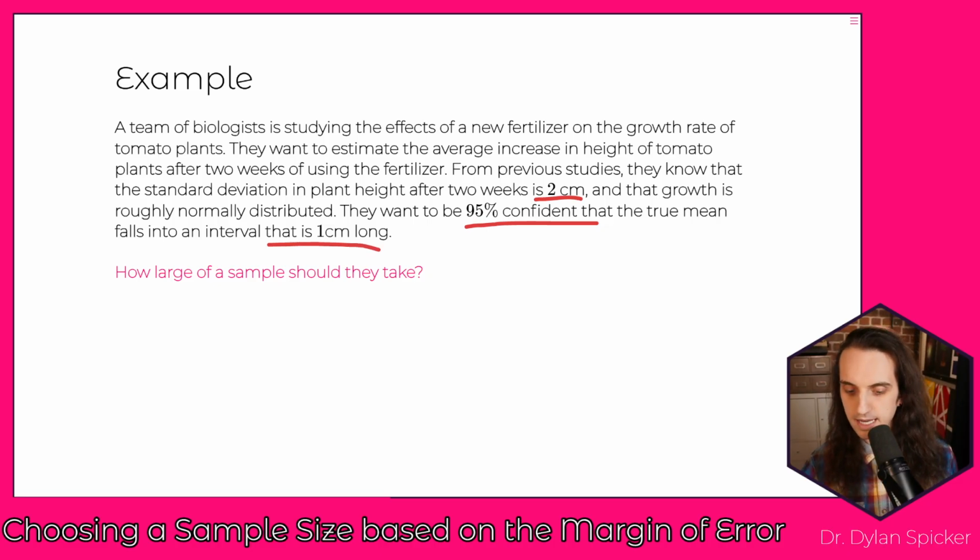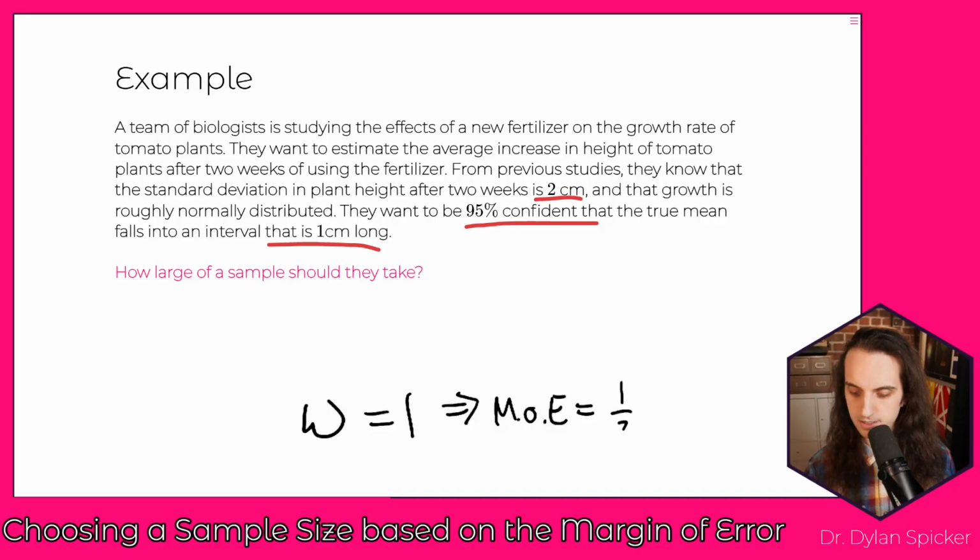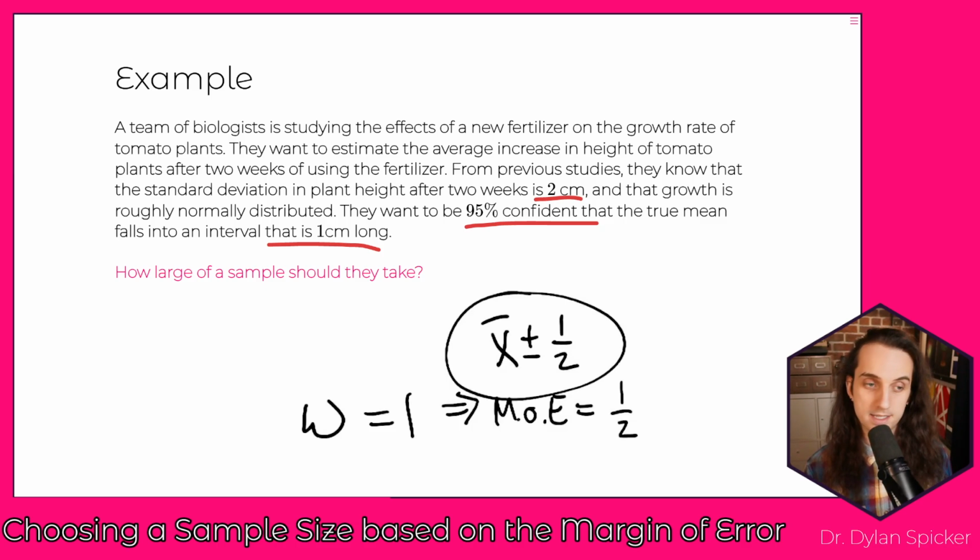And so what they're saying here is that they want the width of this confidence interval to be equal to 1 centimeter. And so that's the same thing as them saying that they want a margin of error to be equal to 0.5, 1 over 2, because the margin of error is half the width. And so they essentially want to be able to come up with a confidence interval that's going to be x bar plus or minus 1/2. And the reason that they want this is likely due to whatever the context that they're working in here. Perhaps being within 1/2 isn't going to change the conclusions that they're actually going to draw.